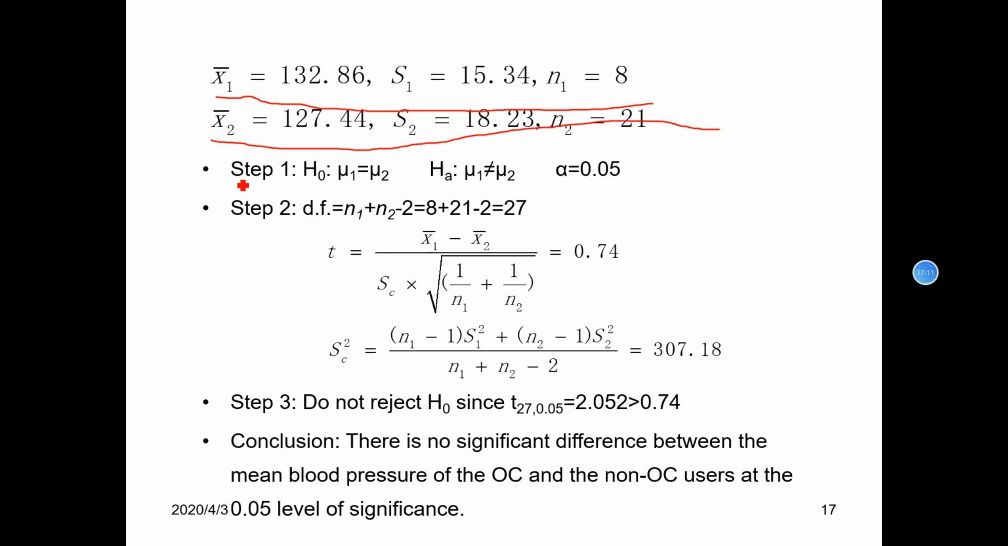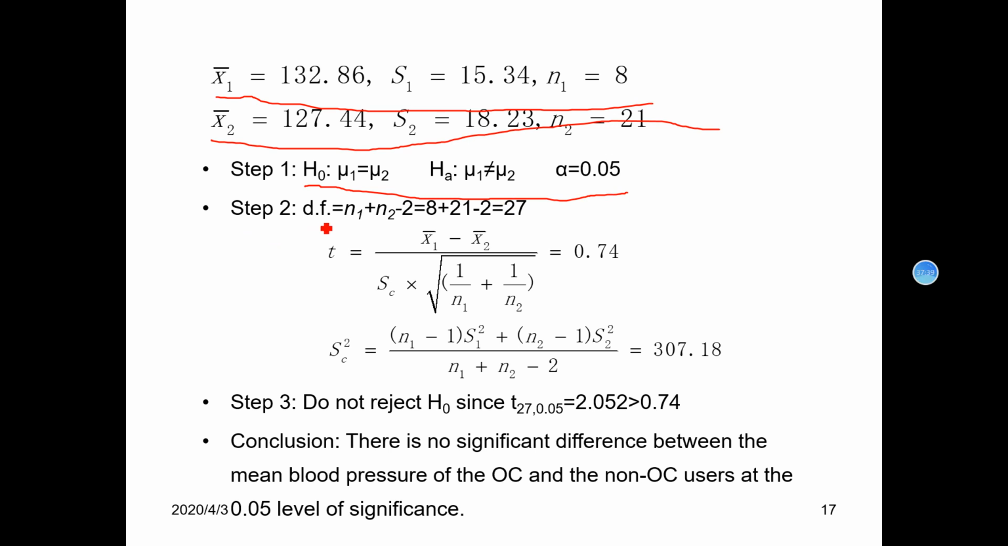And here, this is step 1. And you just need to copy the step 1, that is okay. In paired sample t-test, you can do the same thing, just copy the step 1. So here, H0 is mu1 equals to mu2. The alternative hypothesis is mu1 not equal to mu2, alpha equals to 0.05.